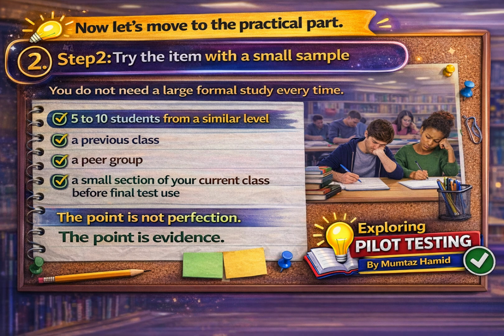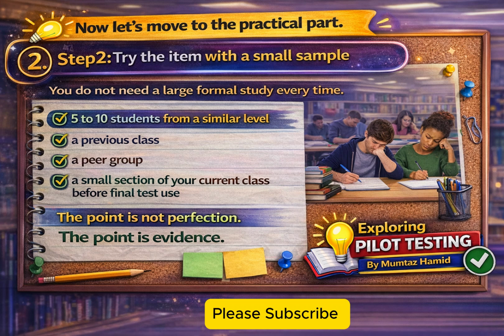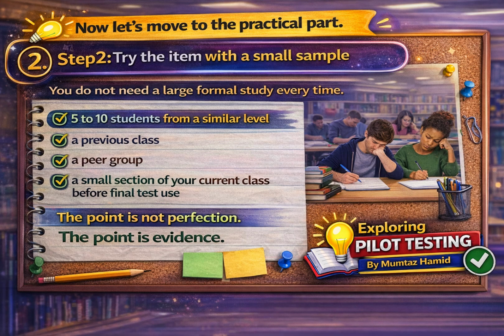Step 2. Try the item with a small sample. You do not need a large, formal study every time. You can pilot with 5 to 10 students from a similar level, a previous class, a peer group, or a small section of your current class before final test use. Students, the point is not perfection, the point is evidence.